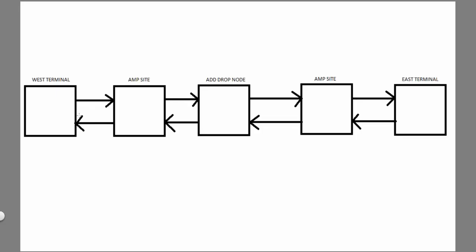As you can see here, we have multiple nodes. We have the westbound terminal and the eastbound terminal in this diagram. These terminals will add and drop traffic, but they stop here. They add here and then they drop here.